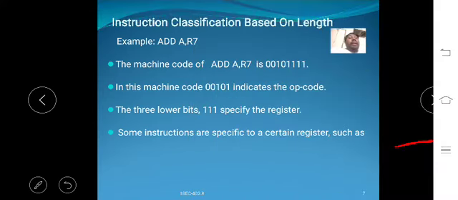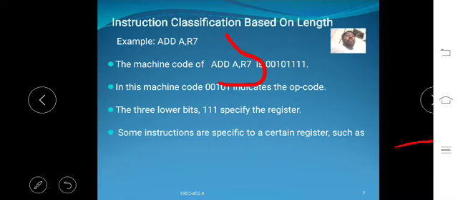Here ADD A, R7 means we are performing an arithmetic operation. The ADD is used for addition of numbers. The machine code of ADD A, Rn is 00101111. In this machine code, 00101 indicates the opcode.